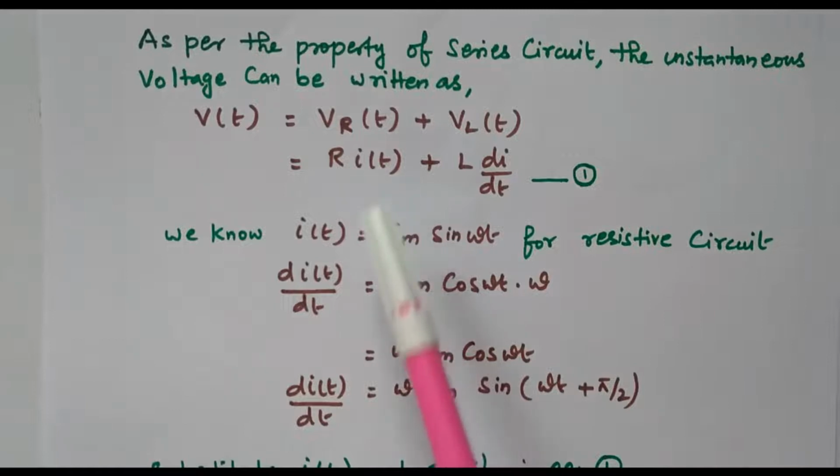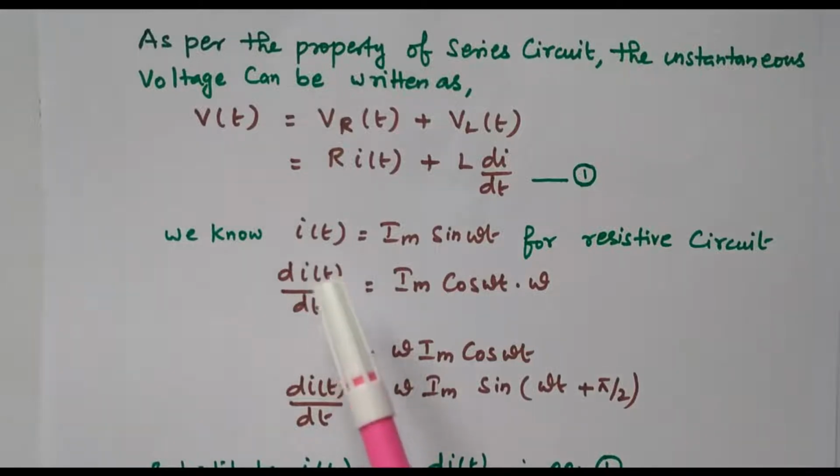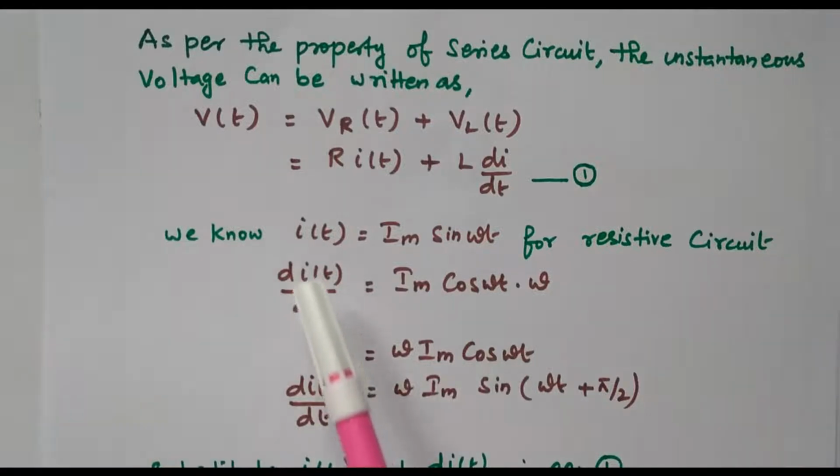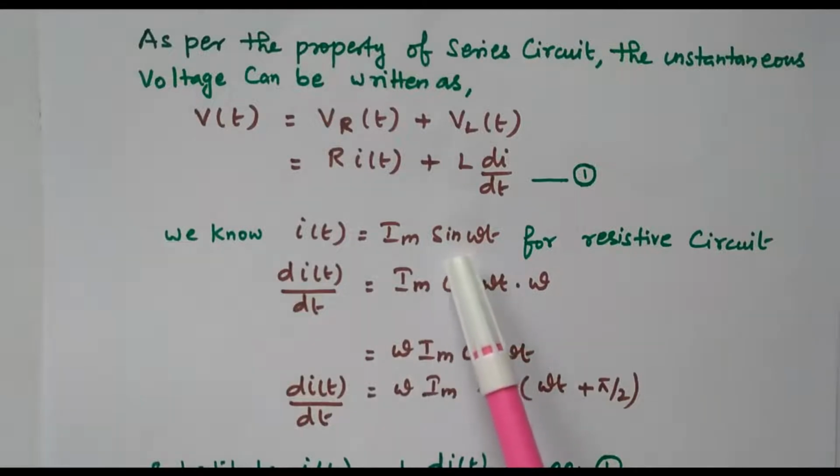Now we know that I of t is nothing but Im sin omega t, that is, for a resistive circuit, in phase with the voltage. So I of t equals Im sin omega t. Differentiate on both sides: di by dt is Im times the differentiation of sin omega t, which is cos omega t into omega. So that is omega Im cos omega t. That is equal to omega Im sin(omega t plus pi by 2), since cos omega t can be written as sin(omega t plus pi by 2).